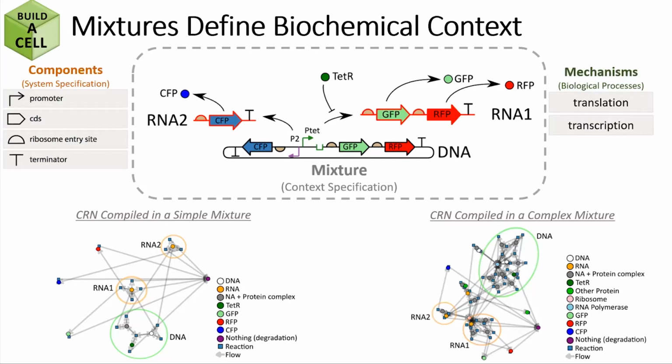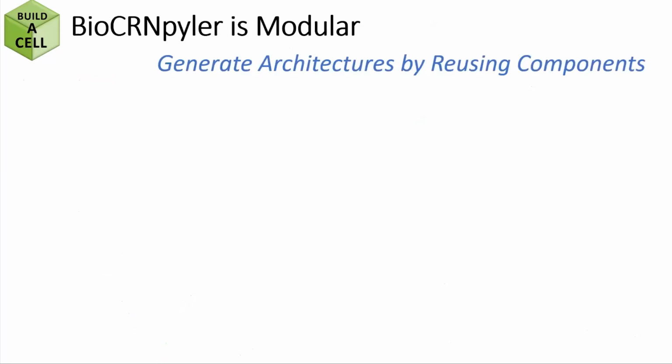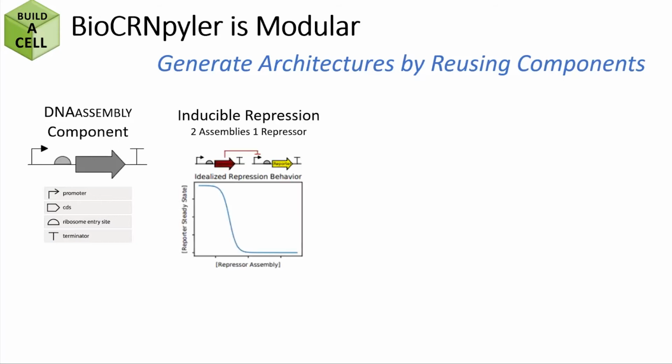So let's focus on this for a second: how Biocompiler allows you to explore design space. The first thing about Biocompiler and CRN compilation in general is that it can be very modular. What I mean by that is you can generate architectures by reusing components. If you're a synthetic biologist or a normal biologist, you might think that we have genes with promoters and ribosome binding sites and terminators. This is a basic unit that you see in biology over and over again, and these things can be wired together in many different ways.